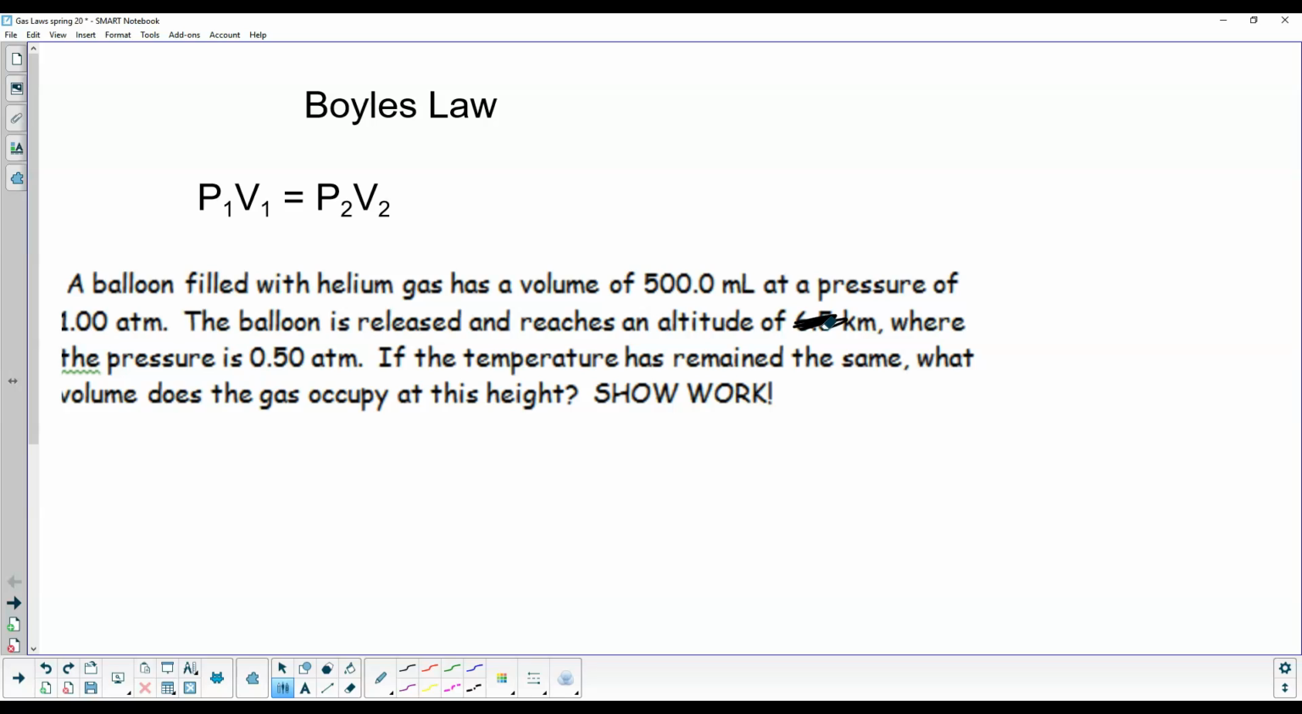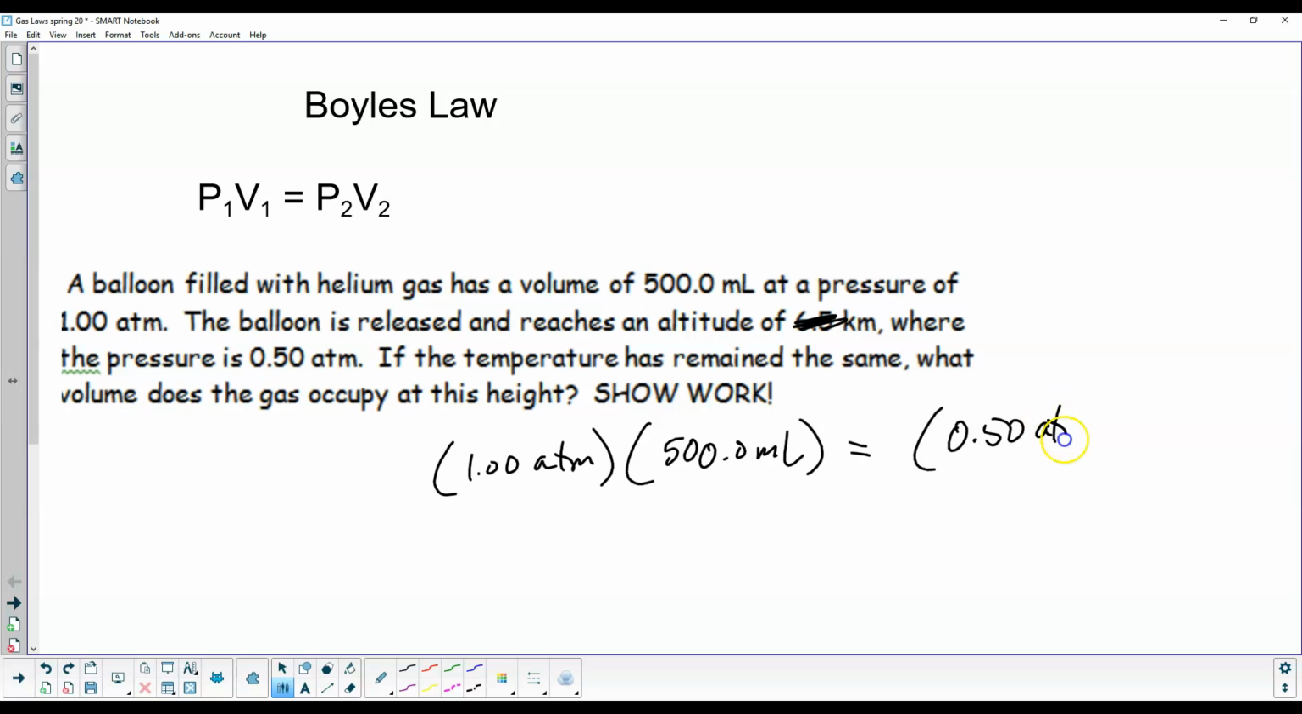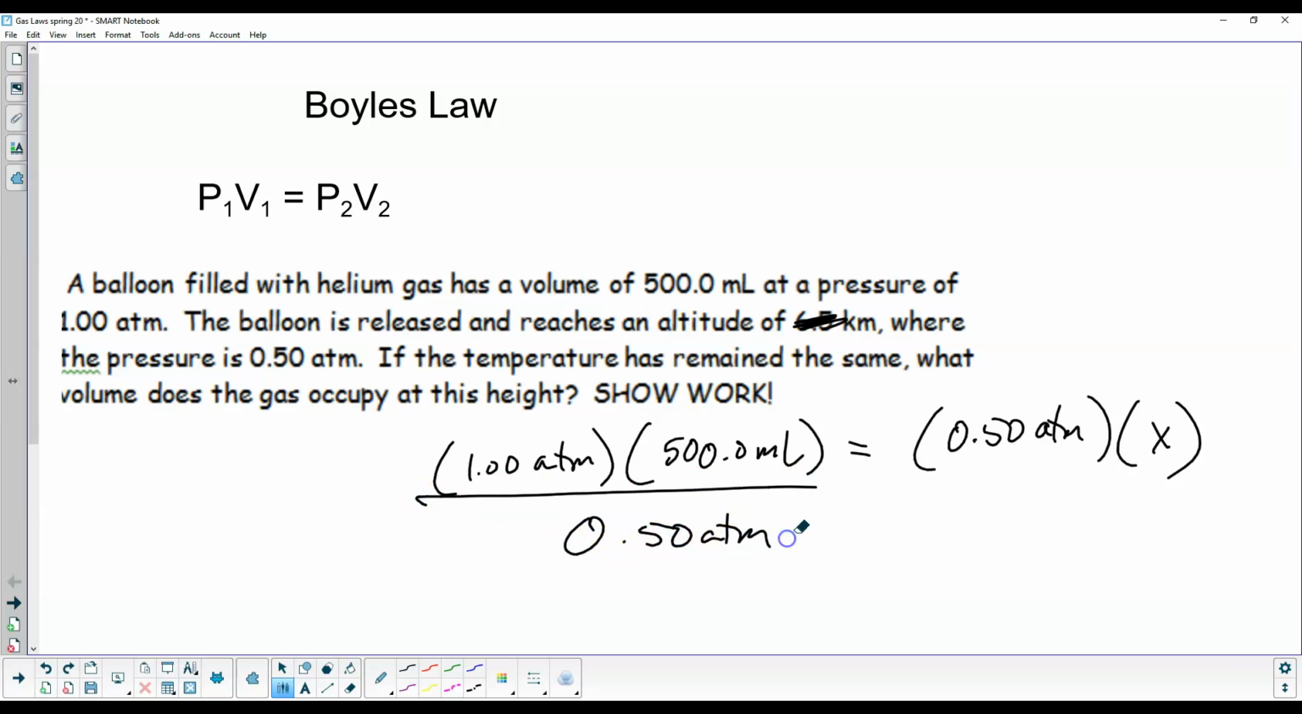So let's see. Initially, it says it's 1 atmosphere, so we're going to start with the atmosphere, and we said that it had 500 milliliters of volume. Then we said it went up in the atmosphere and it turned into half an atmosphere. It wants to know what the volume of the balloon is. So this is just an equality, one unknown. We know 3 of the 4 variables. All you have to do is divide by 0.5 atmospheres. This goes away. And so I'm going to take 1 times 500, which is 500, divided by 0.5.